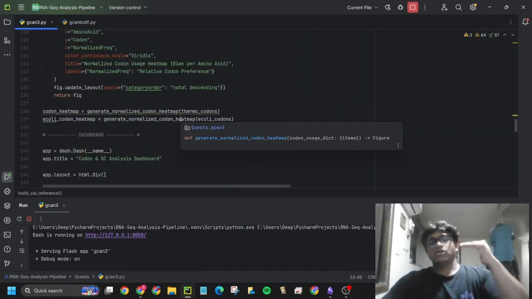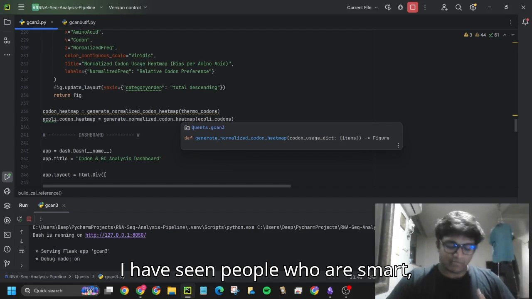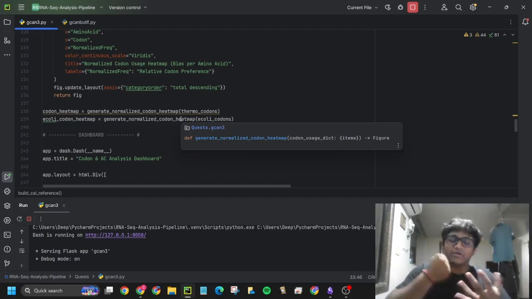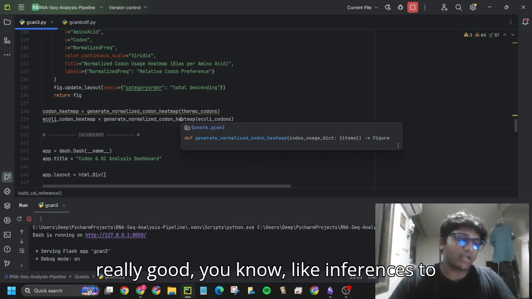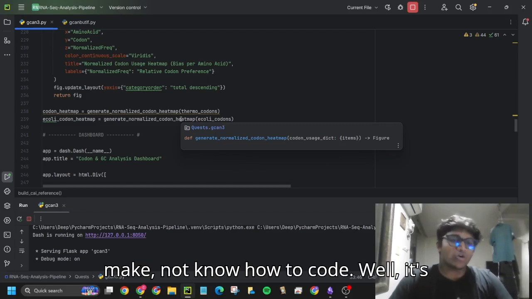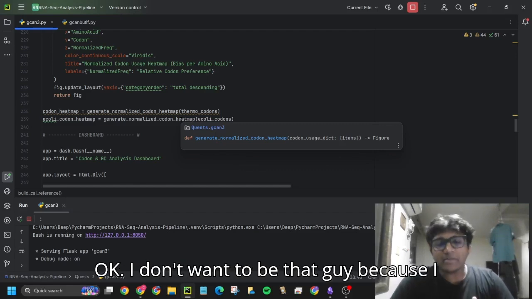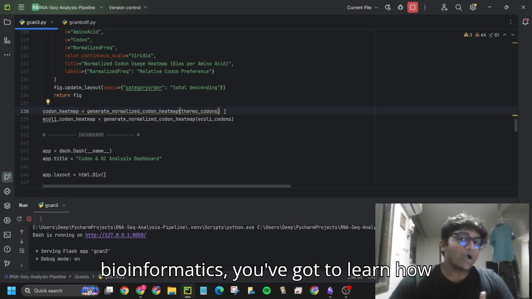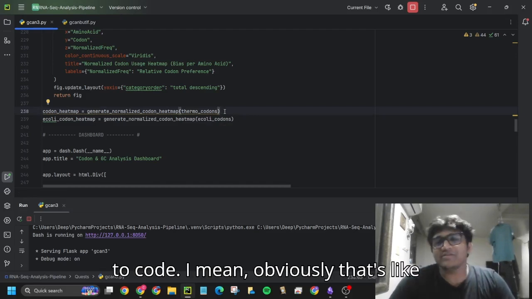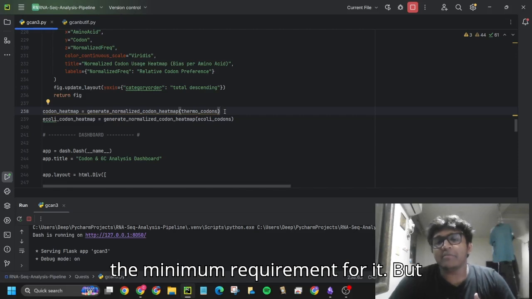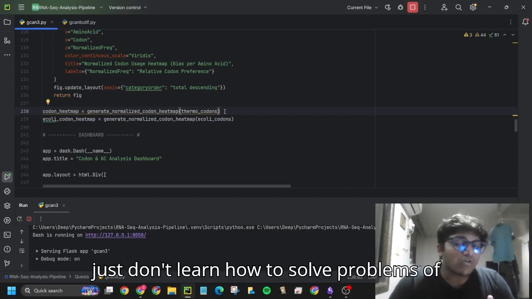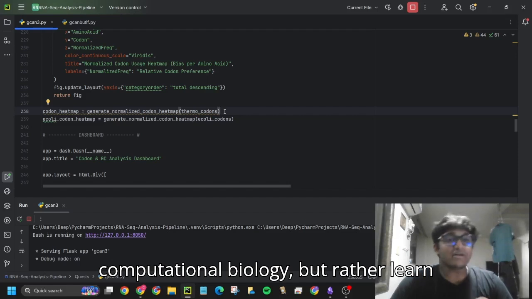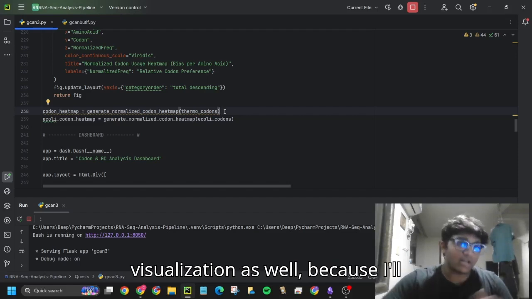I cannot stress enough, I have seen people with really good inferences to make not know how to code. I don't want to be that guy, because I know what the tech market is right now, but learn how to code. For bioinformatics, you've got to learn how to code. That's the minimum requirement. But don't just learn how to solve problems of computational biology, learn visualization as well.